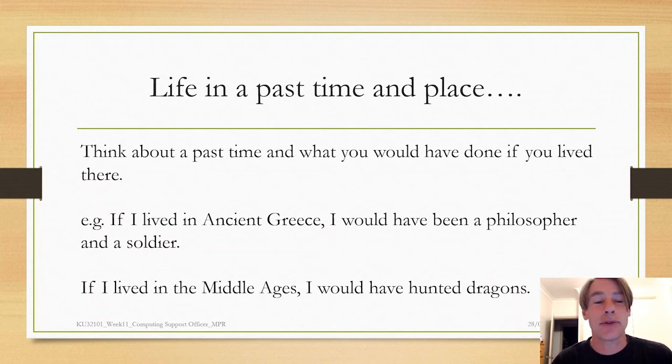I've added some examples at the bottom. The first one is, if I lived in ancient Greece, I would have been a philosopher and a soldier. The second one is a little more fanciful. If I lived in the Middle Ages, I would have hunted dragons. But remember, both of those things are impossible because it's happened before, and I didn't live in ancient Greece and I didn't live in the Middle Ages. So think about that when you're thinking about the third conditional.